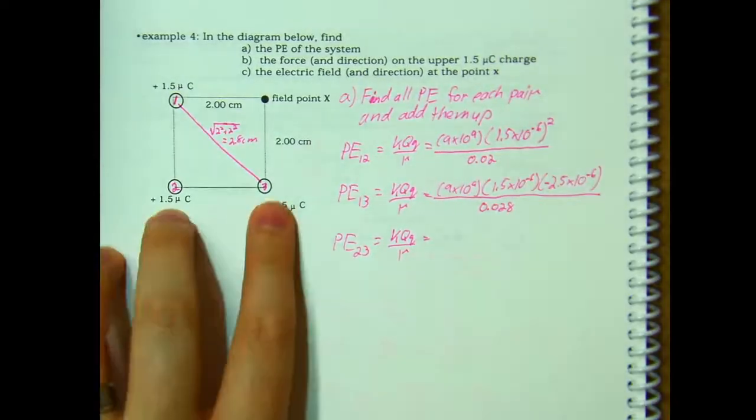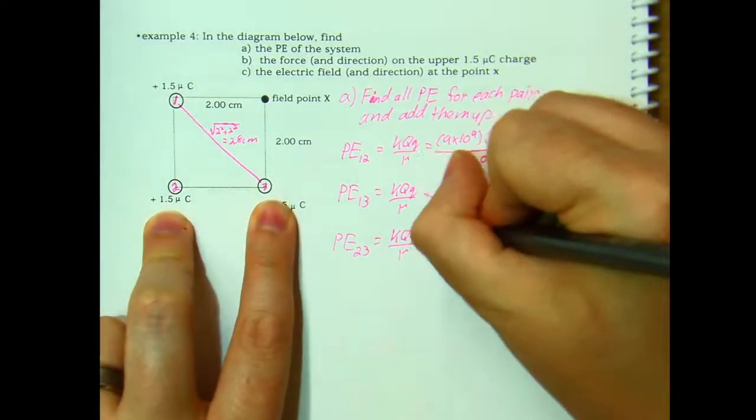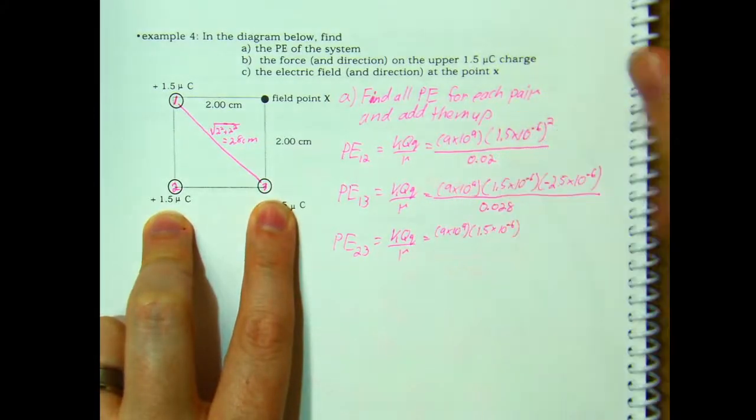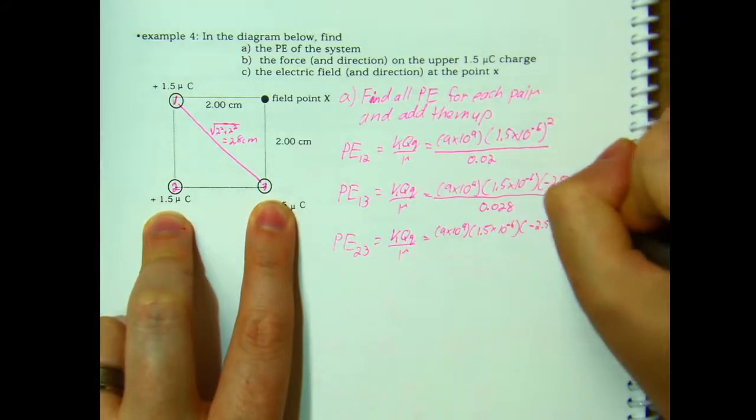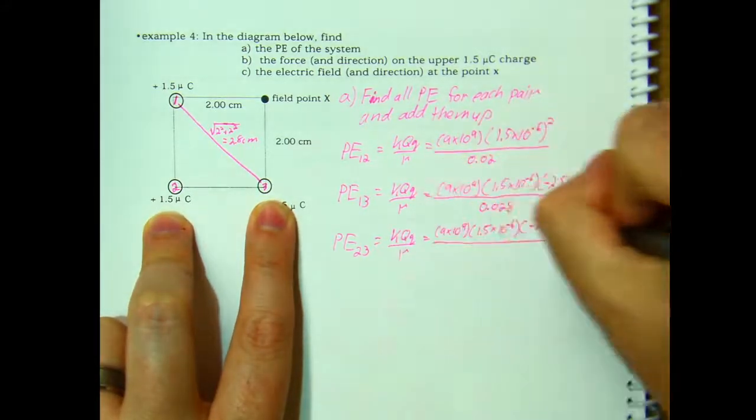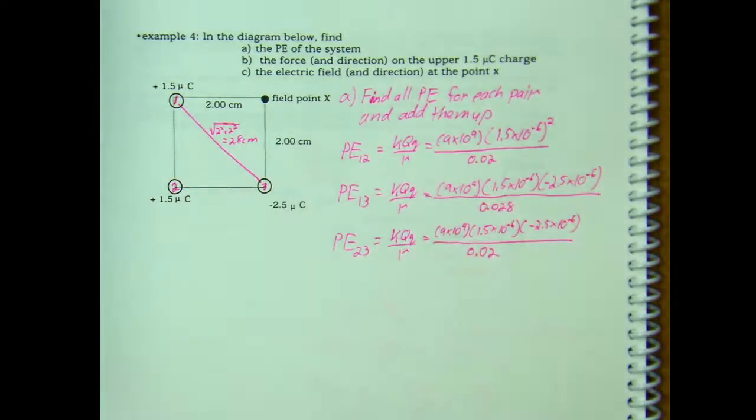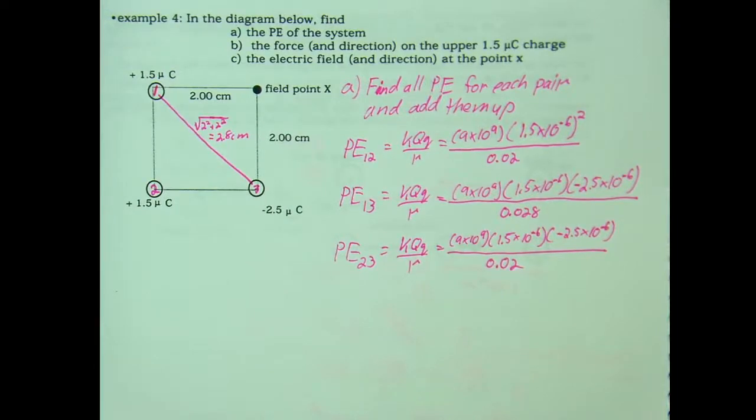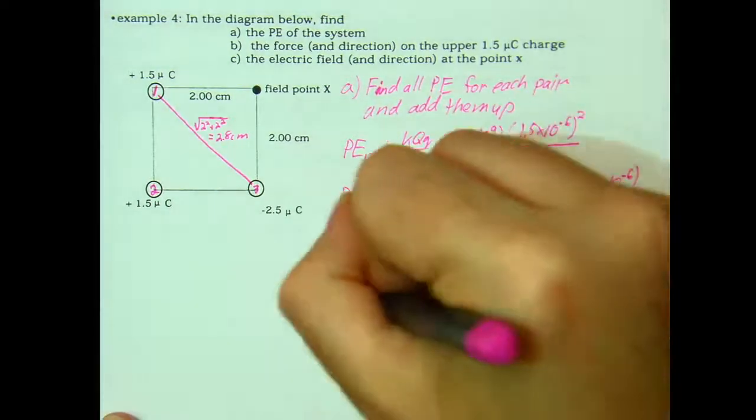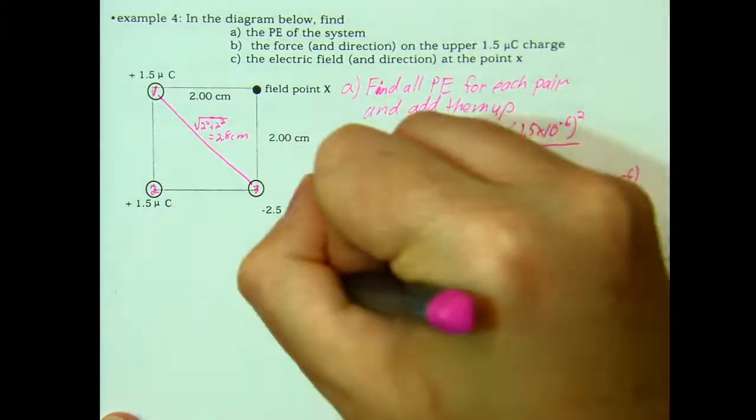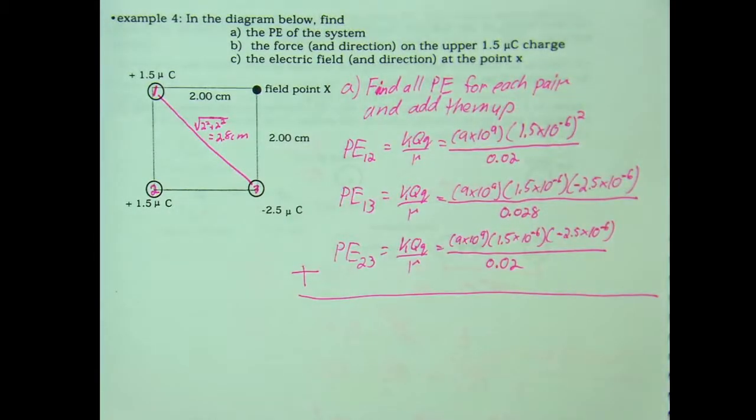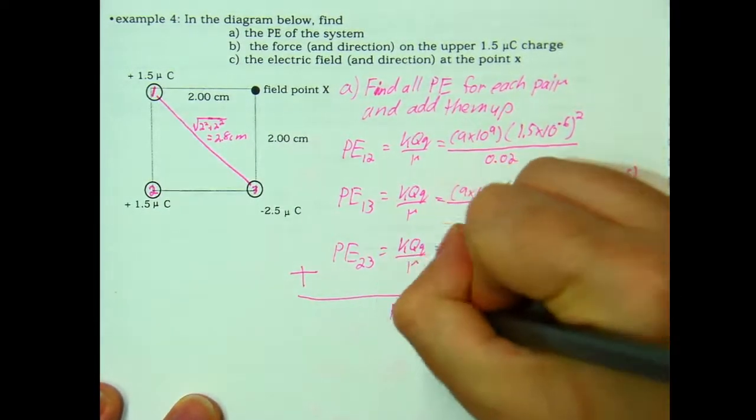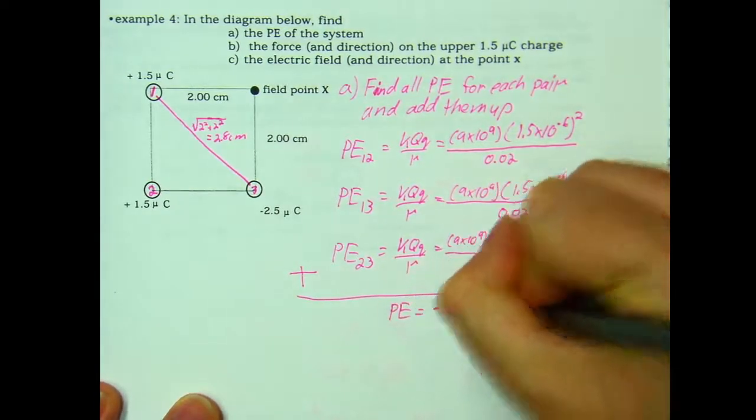And then I want the potential energy for 2 and 3. So that's just going to be 9 times 10 to the 9, 1.5 times 10 to the negative 6, negative 2.5 times 10 to the negative 6. And these guys are going to be 2 centimeters apart, 0.02. So that's all my calculation there. We can see all we have to do is add these things up, which I will leave to you, but I will tell you that the potential energy that I calculated was negative 1.88 joules.